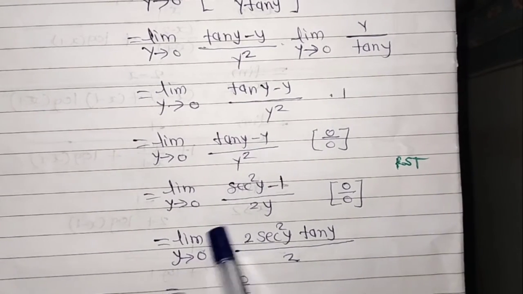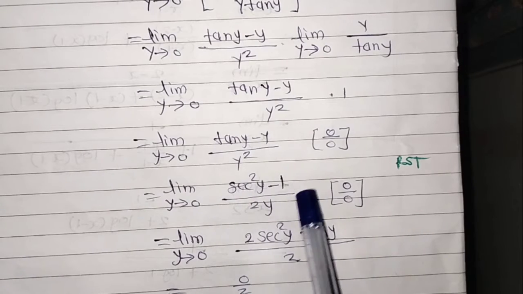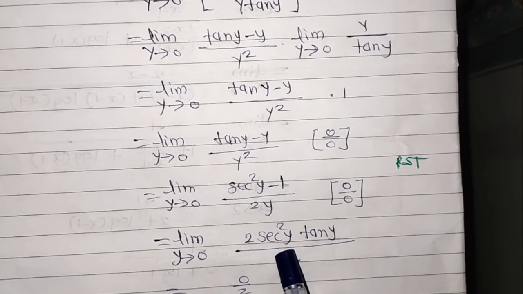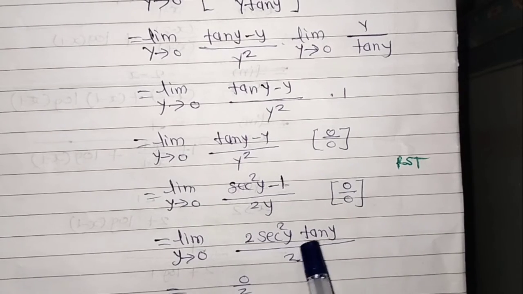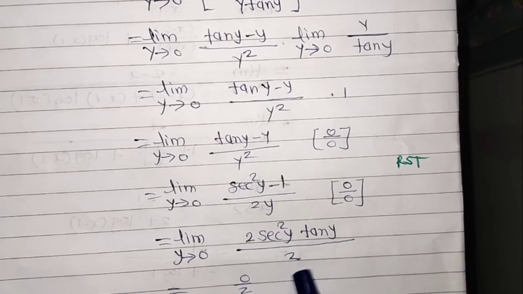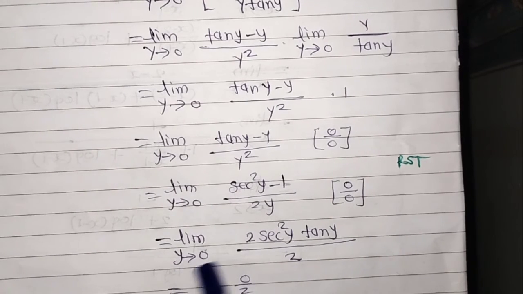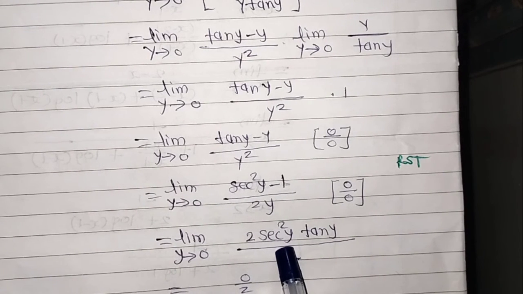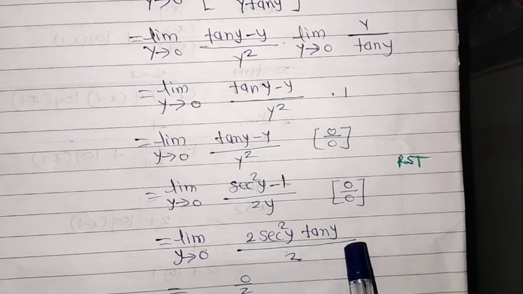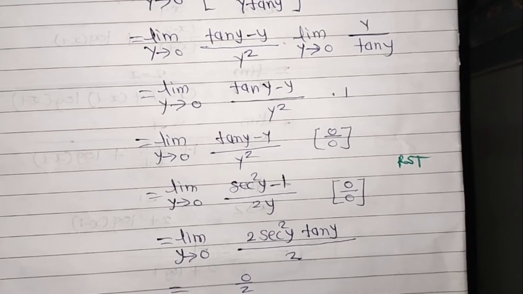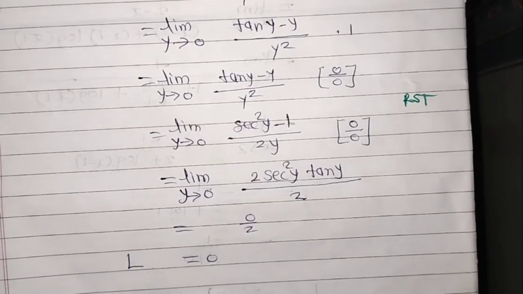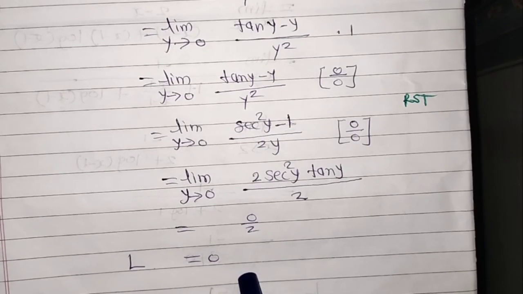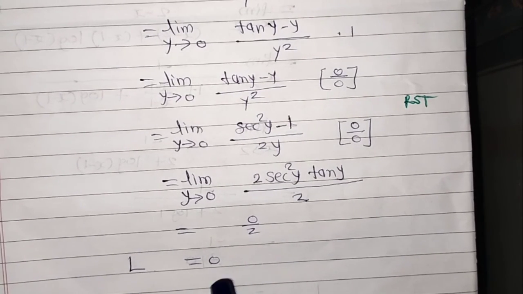This is equal to limit y tends to 0, take derivative of numerator 2 sec y, derivative of sec y is sec y tan y, so that we get in numerator 2 sec square y tan y upon derivative of 2y is 2. And as y tends to 0, sec 0 is 1 and tan 0 is 0, 0 upon 2 we get 0 upon 2, hence finally limit L equal to 0. So the answer is 0.